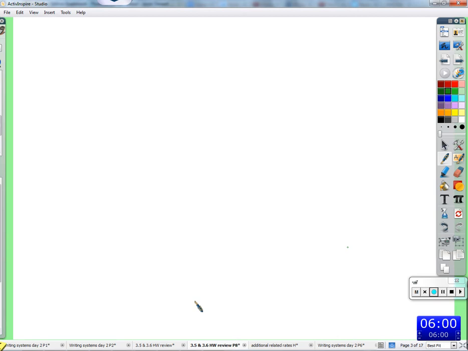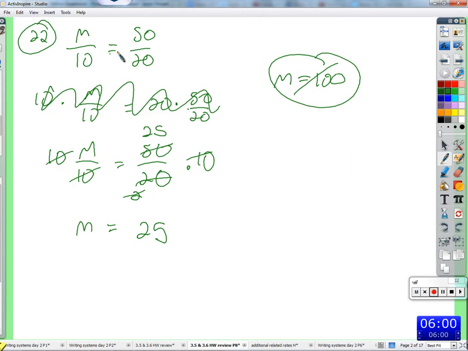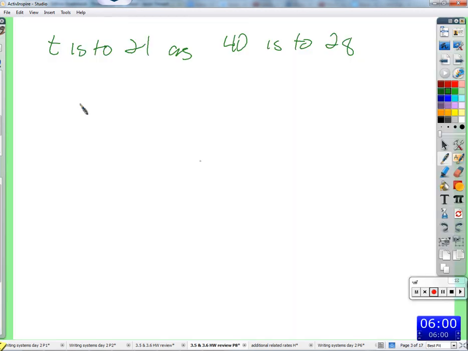Next, we have 30. Okay, so it says t is to 21 as 40 is to 28. Oh, the other thing is, not all proportions work well that way. Not all denominators are multiples of the other denominator on the other side of the proportion. That worked nicely, but it's not going to work nicely all the time.